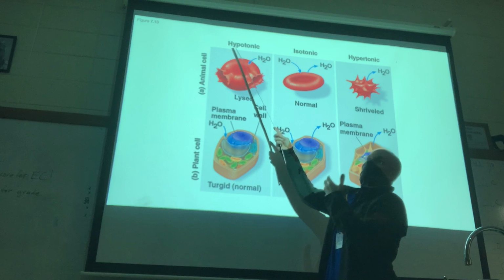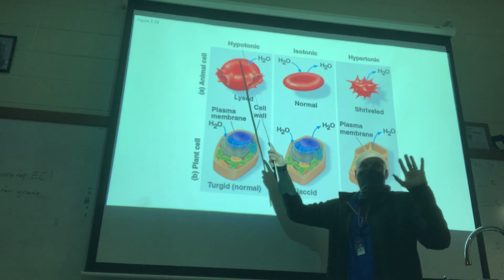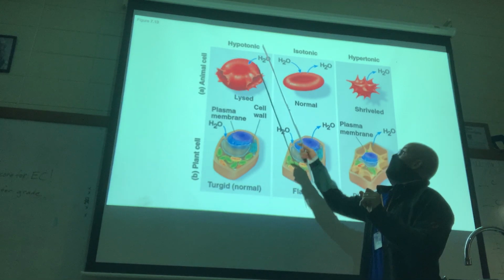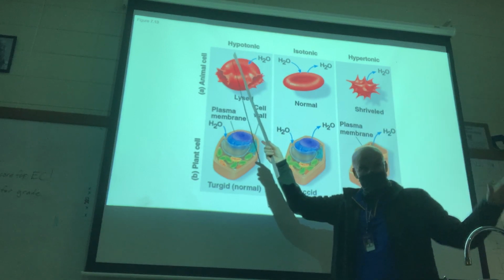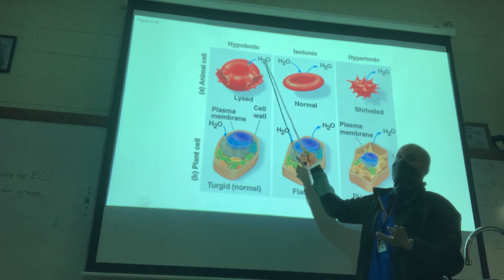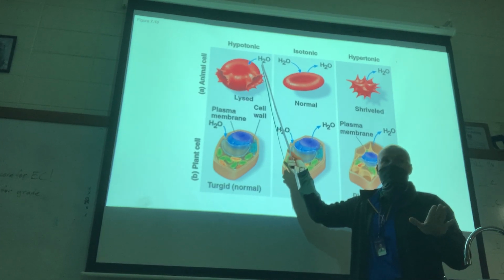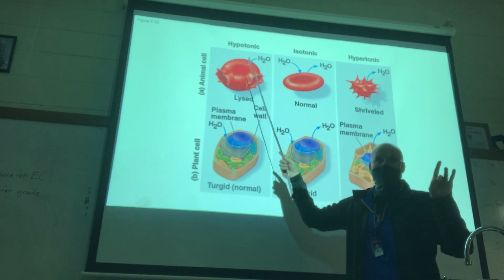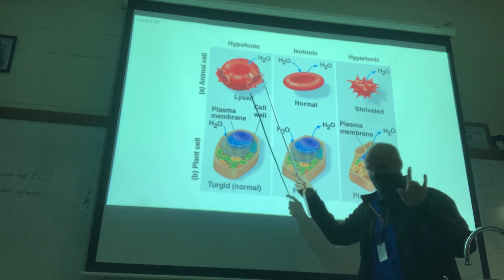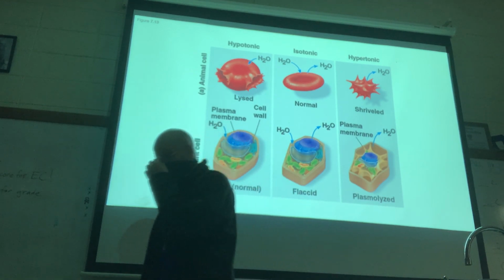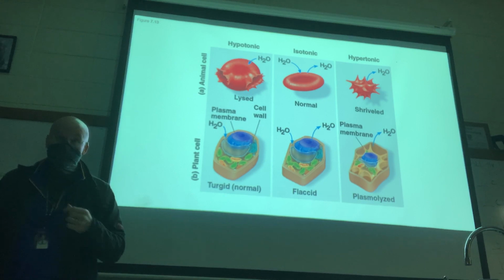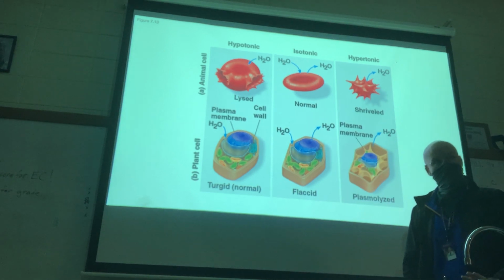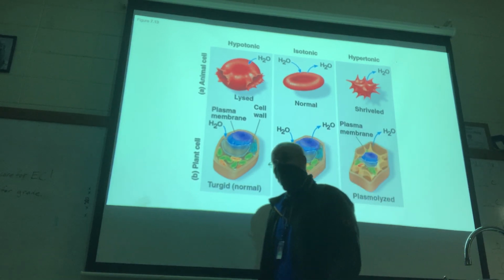So we have to ask ourselves, what's low here? I'm going to explain. Hypo means low, so a hypotonic environment is one that has low solute concentration outside the cell. So does that mean there's like too much water?